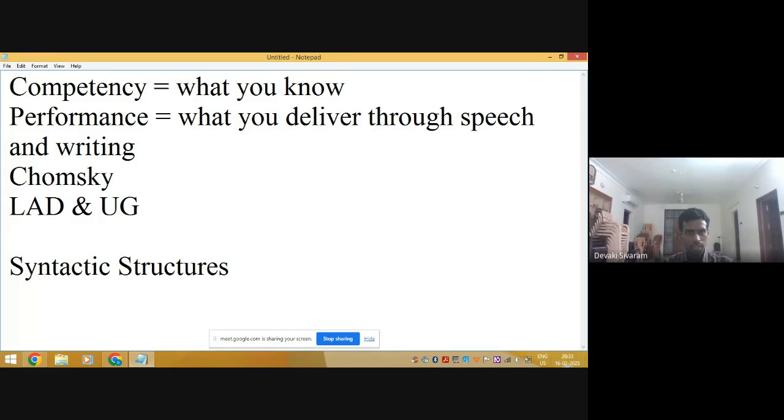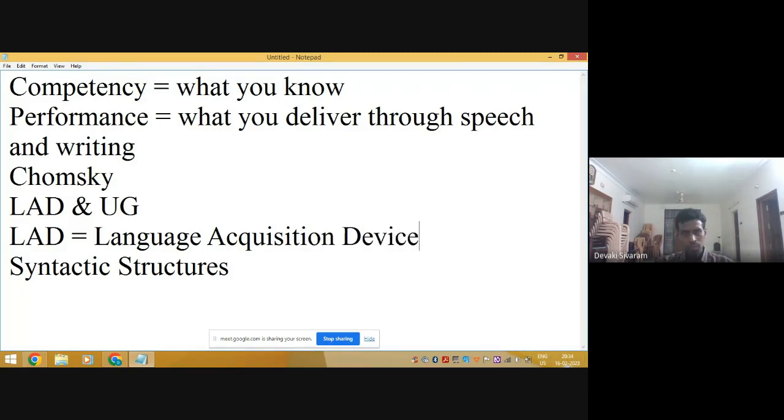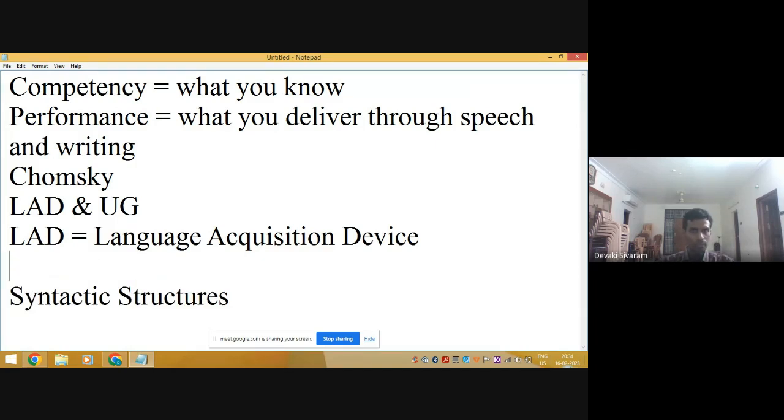Language acquisition device. LAD is nothing but what is language acquisition device? What is the definition of language acquisition device? It is innate. Each and every human being, each and every child is born with a LAD. See, all that you need to do is listen. All that you need to do is read. Automatically your brain will acquire the language, and this language gets stored in your memory in the form of competency.